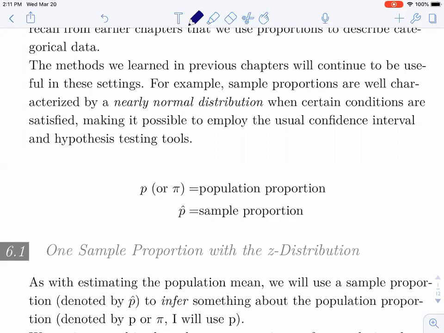Remember the sample mean was x bar. We can't use p bar because anything with a bar over it is an average. Doesn't really make sense. And so that's why we had to adopt the hat instead, to make sure that we're talking about a proportion.